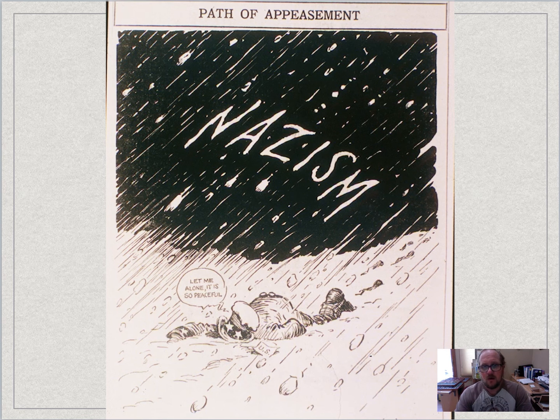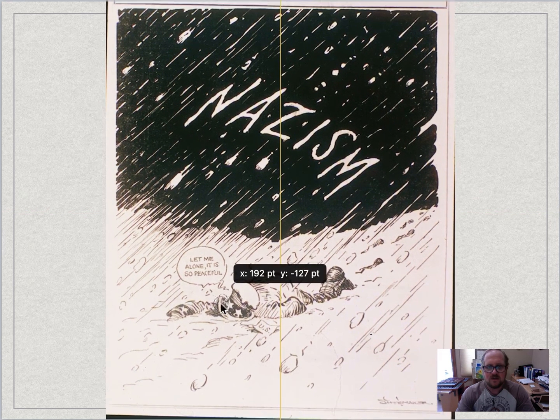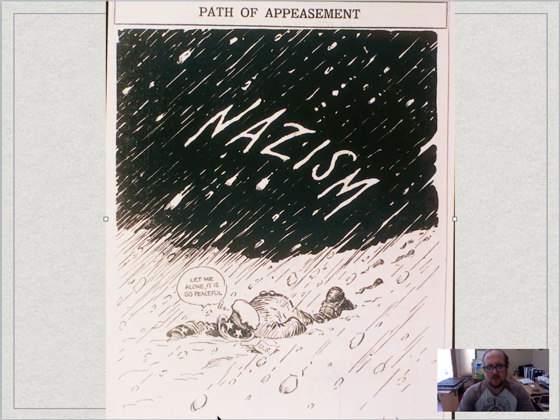And here we see Uncle Sam in the snow, Nazism falling all around him. You see this, it says, "Let me alone. It's so peaceful here." And it's a path to appeasement. So it's sort of, America is also falling to this. They aren't really doing anything to stop this aggressive trend. And again, they thought that Europe should handle Europe. What we could have done is probably put some sort of limits on Japan earlier than we did.